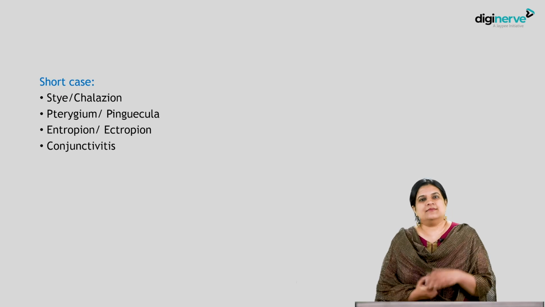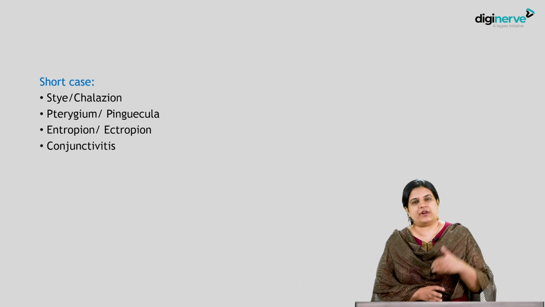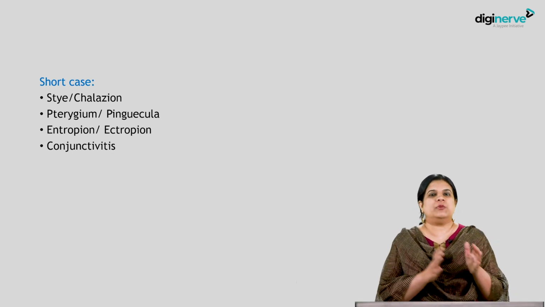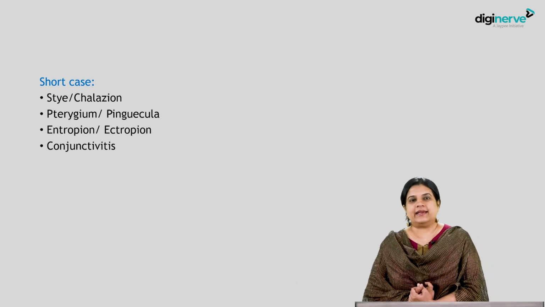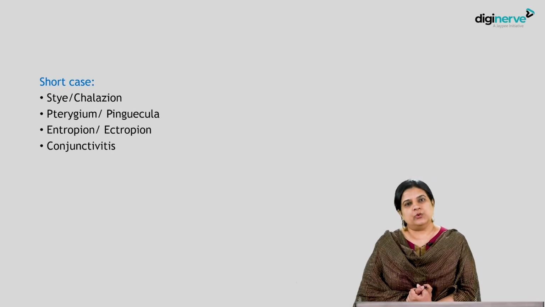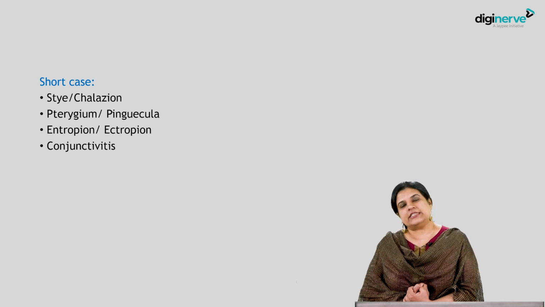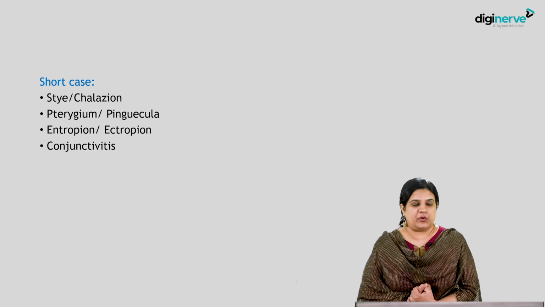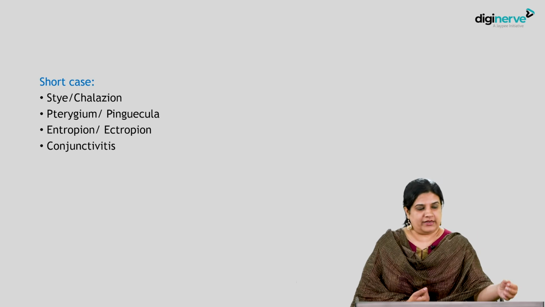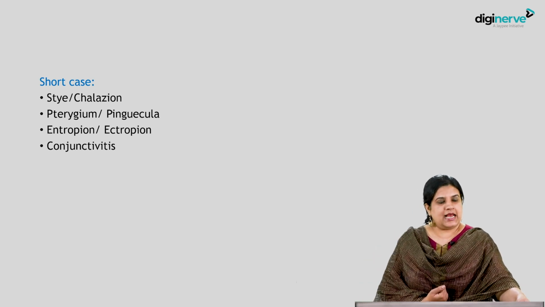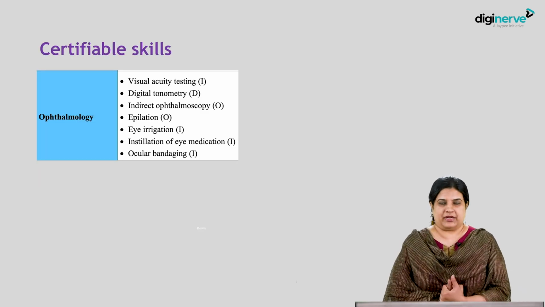For a short case, we get an abbreviated version from the patient. We don't have to write the entire history. We just have to document the clinical findings and come to a diagnosis. So the usual short cases that are given in an ophthalmology exam include some lid lesions like stye or chalazion, or conjunctival degenerative lesions like pterygium or pinguecula. You can get a case of conjunctivitis or corneal ulcer or entropion or ectropion. So these are some small simple cases, and it's a good idea if you make notes of them prior, because you know which short cases to anticipate.